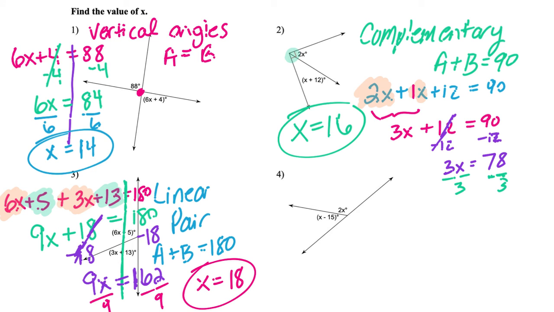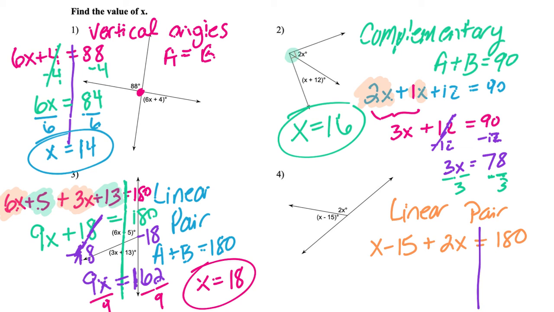Same thing is happening on this last one. I once again have a linear pair. So I can take both of those angles, x minus 15 plus 2x equals 180, and combine like terms. So I'm going to combine the x and the 2x. Remember, that's really a 1x.